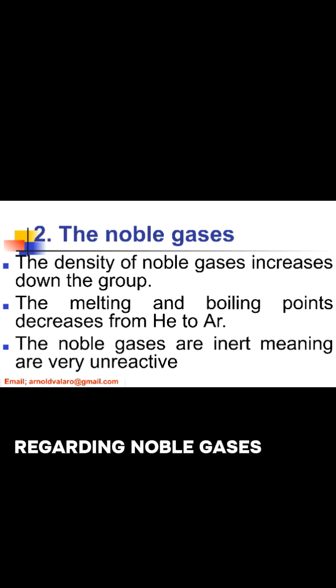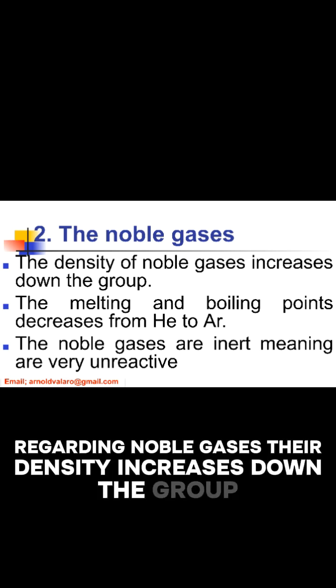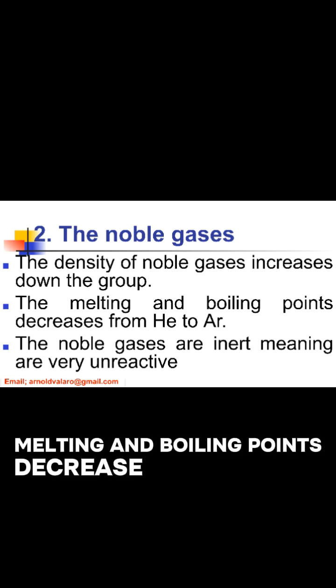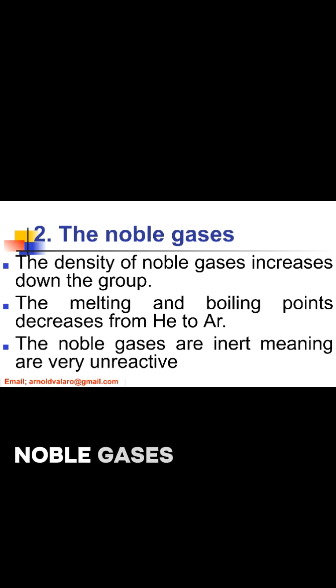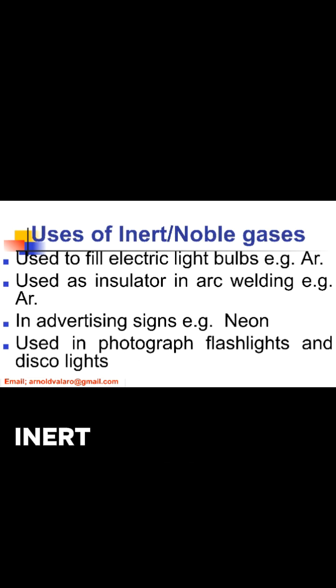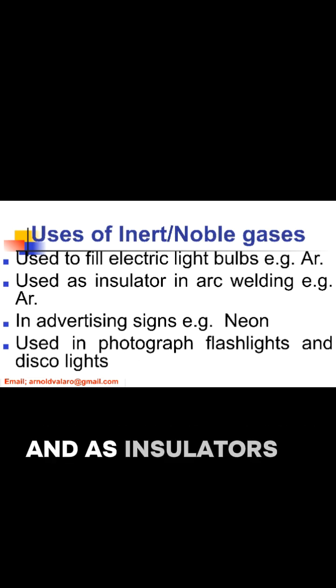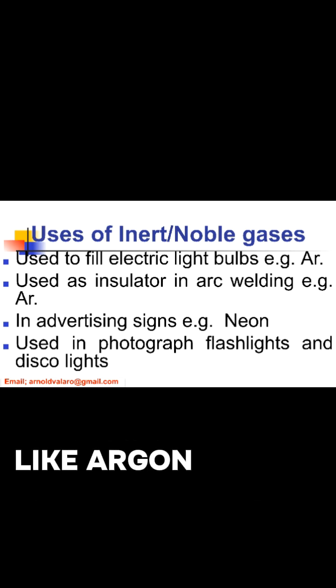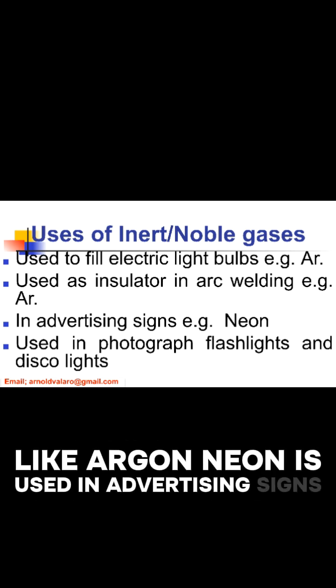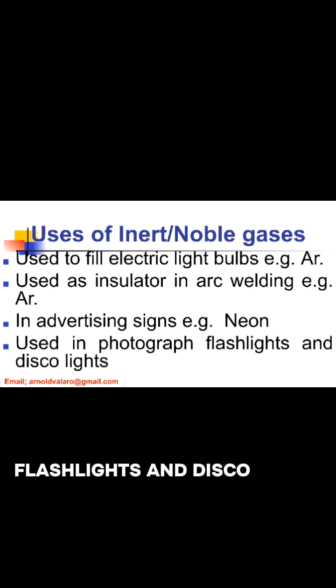Regarding noble gases, their density increases down the group. Melting and boiling points decrease from helium to argon. Noble gases are known to be inert, meaning they are very unreactive. Inert or noble gases are used to fill electric light bulbs and as insulators in arc welding, like argon. Neon is used in advertising signs, flashlights, and disco lights.